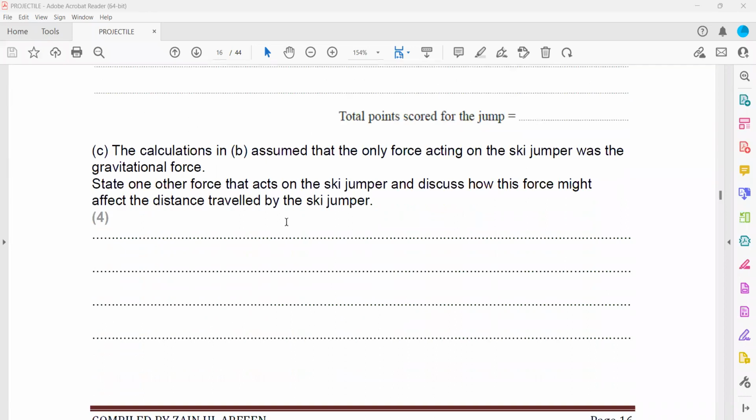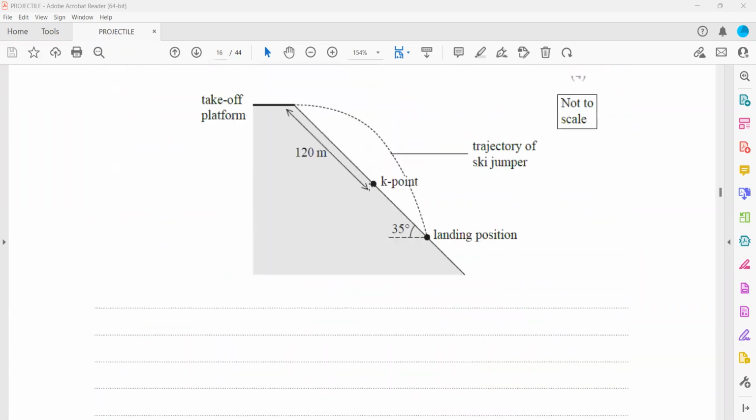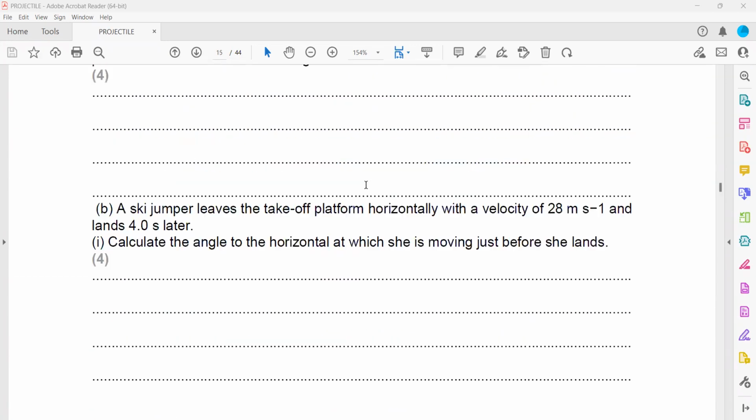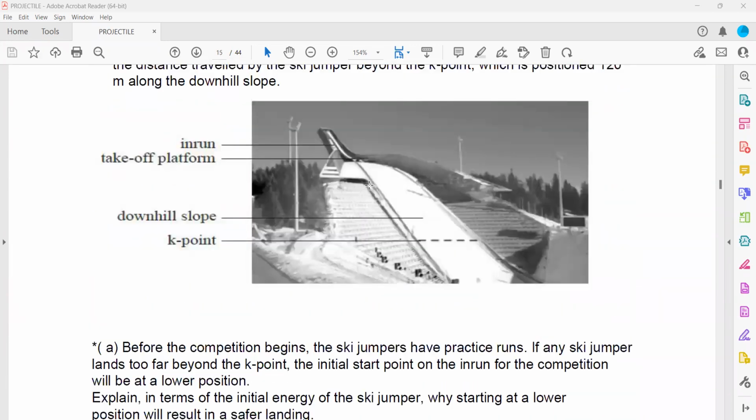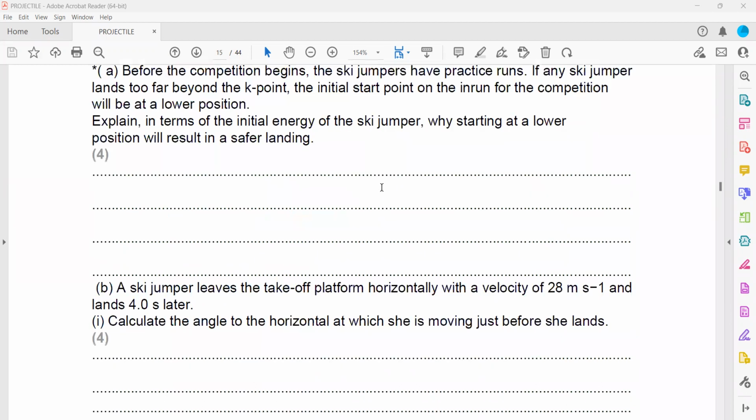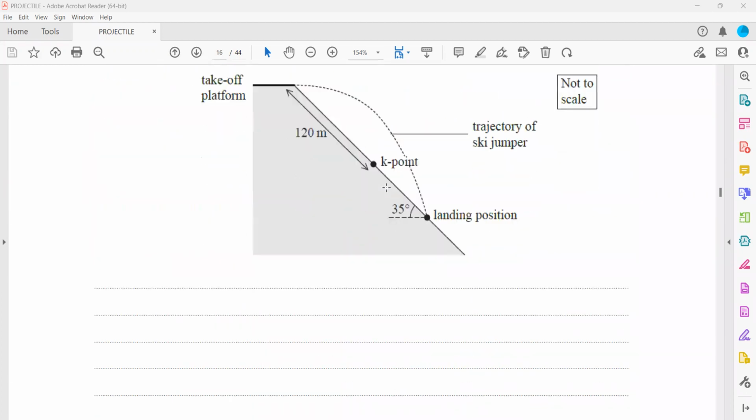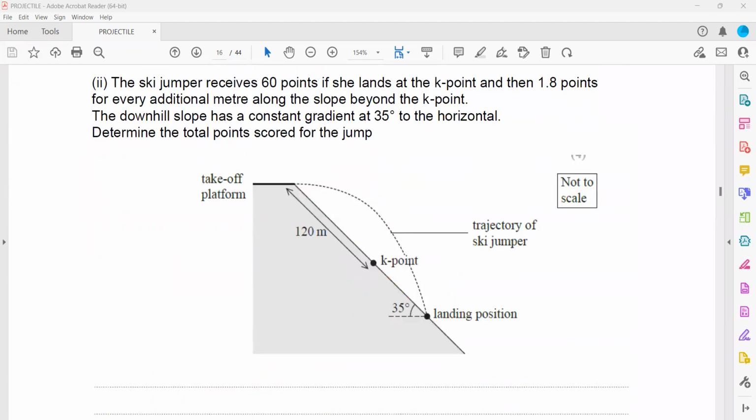Then the next question, calculation. The calculation in B assumed the only force acting on the ski jumper was a gravitational force. Suggest one other force that acts on the ski jumper and discuss how this force might affect the distance traveled by the ski jumper. So we assume that only the gravitational force, or the weight of the ski jumper, is there, the only force. But in reality, it's not the only force. In reality, there will be air resistance as well.